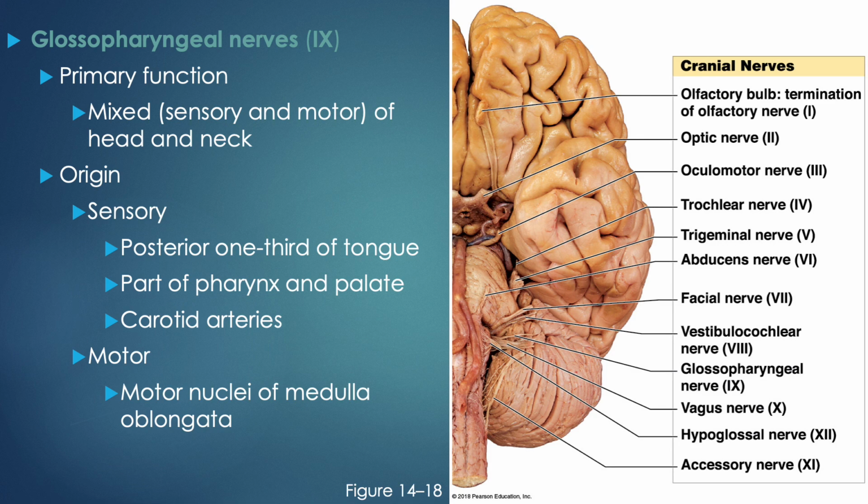So keep in mind, because the glossopharyngeal nerve innervates the sensation of the posterior one-third of the tongue, if you were to have a Bell's palsy, this part would not be affected. Why? Because Bell's palsy affects only that of the facial nerve, not of the glossopharyngeal nerves, so the posterior one-third of the tongue would be unaffected.